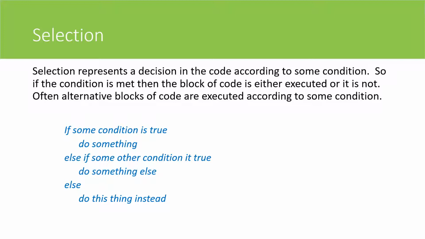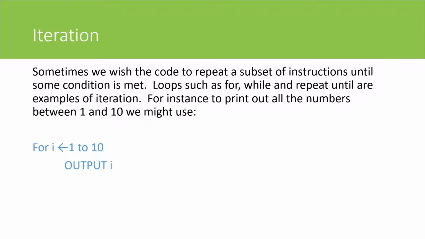Selection represents a decision in the code according to some conditions. So if a condition is met, then the block of code is either executed or it is not. Often alternative blocks of code are executed according to some other condition. Typically in programming, selection uses if, else, and else-if constructs. And with iteration, sometimes we wish the code to repeat itself, or a certain subset of instructions to repeat itself, until a condition is met. So we use loops such as for, while, and repeat until loops, and these are all examples of iteration.